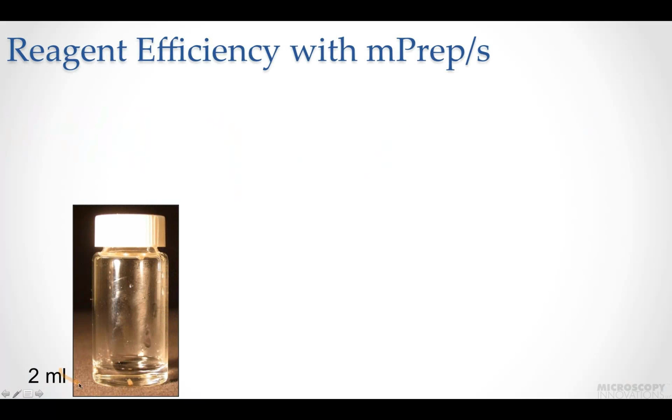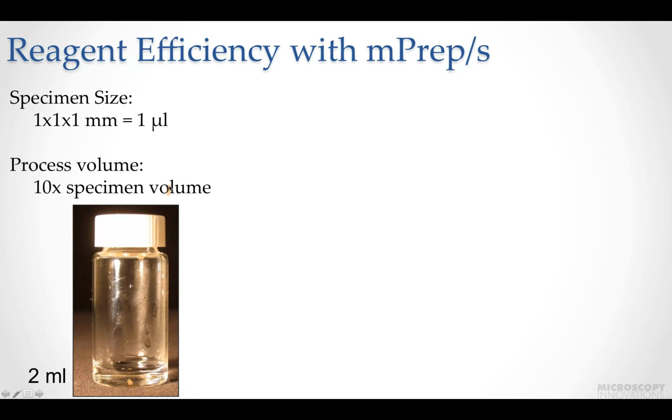So this is the way I was taught. Take a sample, place it in a scintillation vial or another suitable commodity container, and make sure you have enough reagent to cover the sample, which in a scintillation vial requires about 2 mils. Well, I was also taught that the specimen should be smaller than about 1 millimeter in every dimension, and so that means the specimen volume is about 1 microliter.